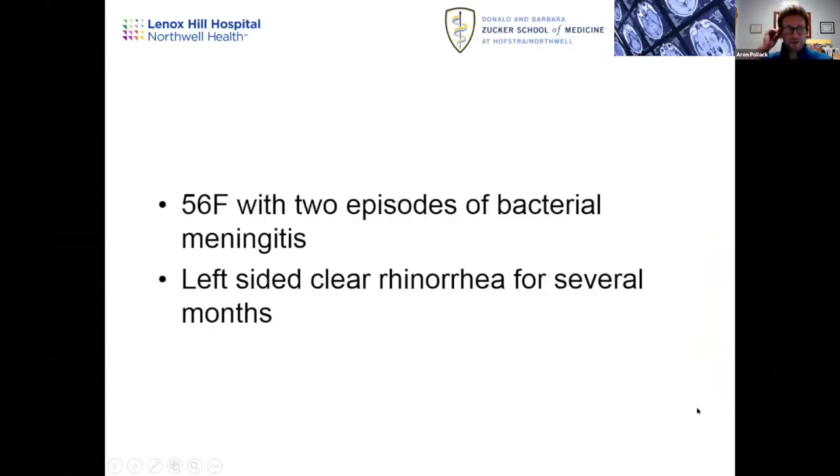The next case was a 56-year-old female who had 2 episodes of bacterial meningitis in the setting of left-sided clear rhinorrhea, clear nasal drainage for several months.